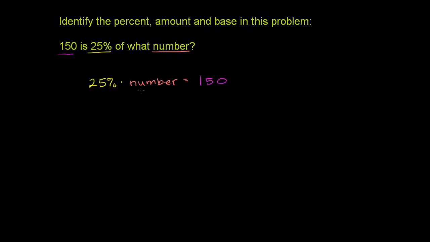So the percent is pretty easy to spot. We have a 25% right over here. So this is going to be the percent. And we're multiplying the percent times some base number. So this right over here is the base. So we have the percent times the base is equal to some amount. And you could try to solve this in your head.